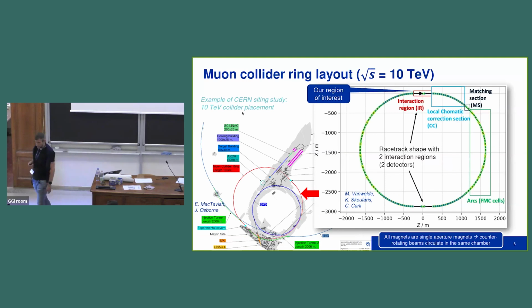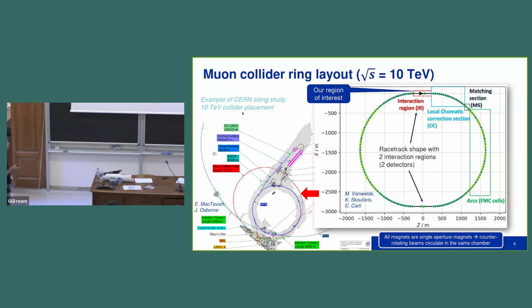So here you can see once more the 10 TeV collider layout. As I said before, the collider ring has a length of 10 kilometers. It has a racetrack shape, as you can see here. There are two interaction regions opposite from each other. So the interaction region is our region of interest. Then we still have 4 local chromatic correction sections, which are placed symmetrically around the interaction point, and 4 matching sections to match the chromatic correction sections to the arcs. And then we have 2 arc regions, so 2 arcs opposite from each other.